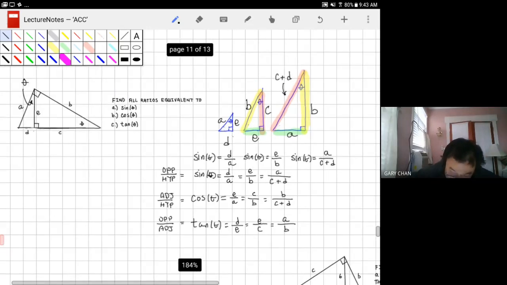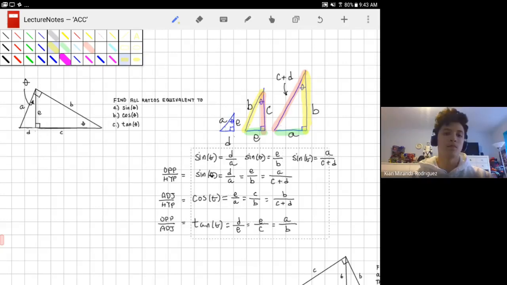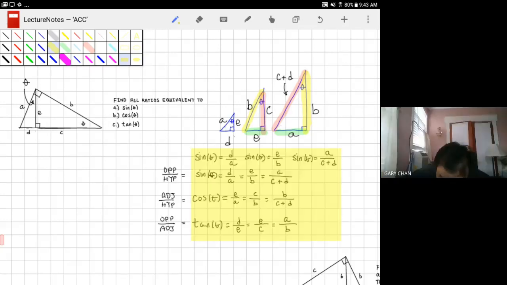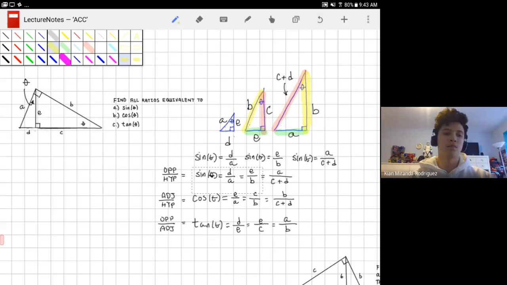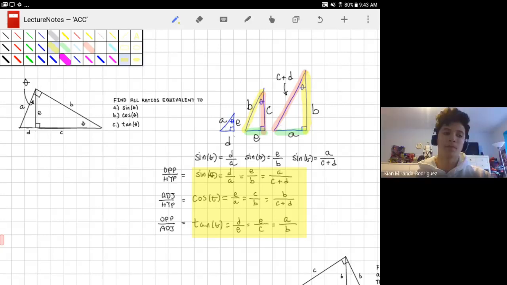That right there is the answer for that enrichment problem that I posted yesterday. So this is the final answer right here. You guys have any questions? No? Really, no. Okay.